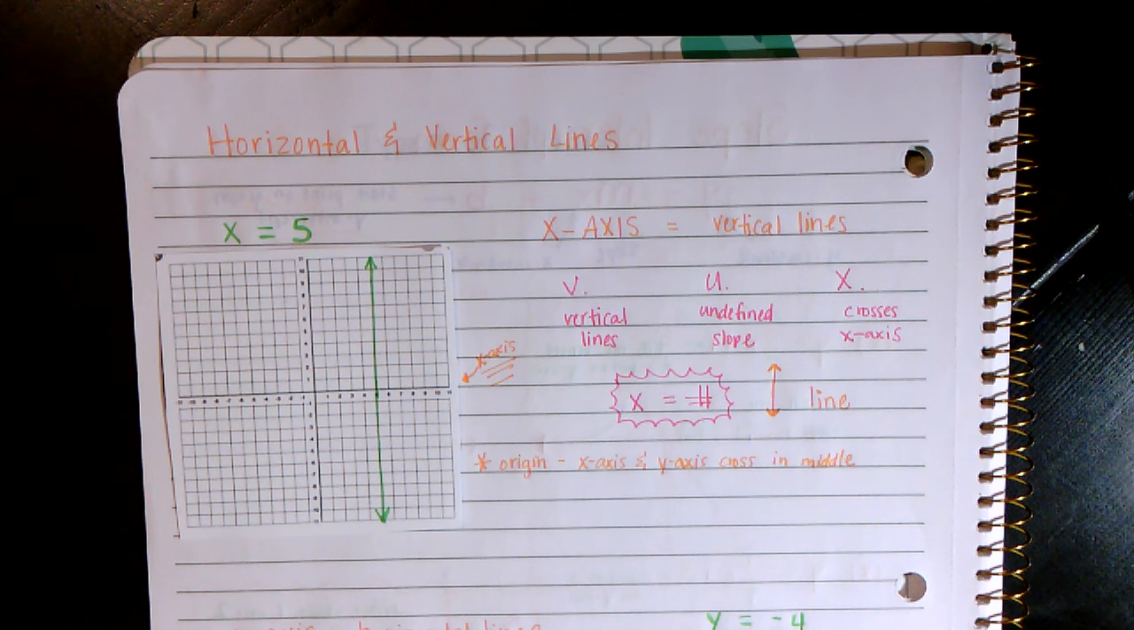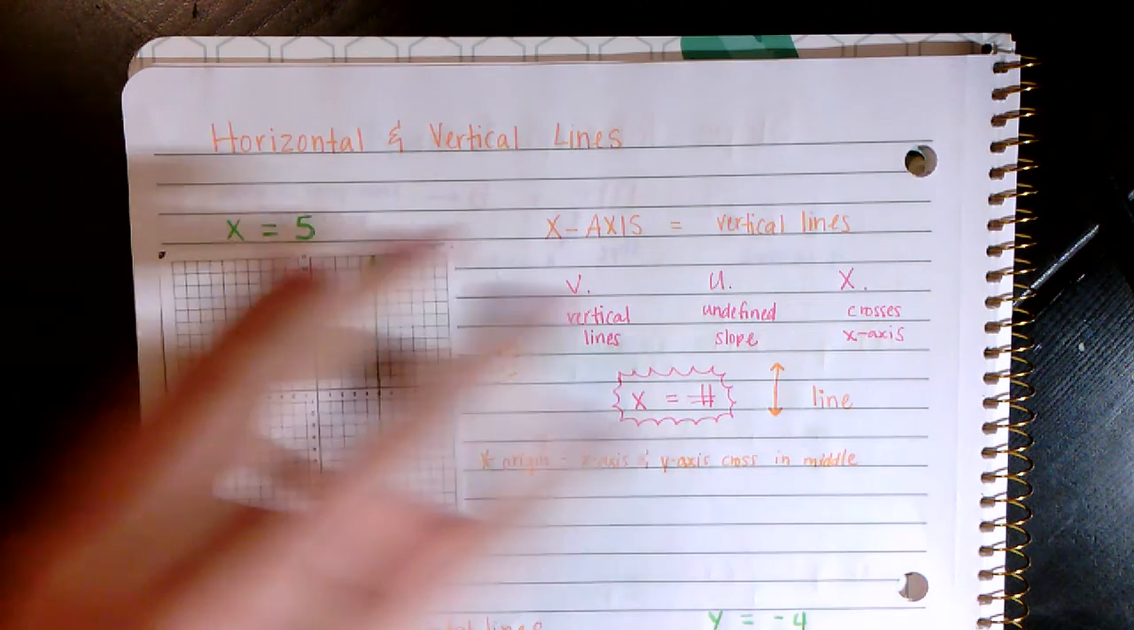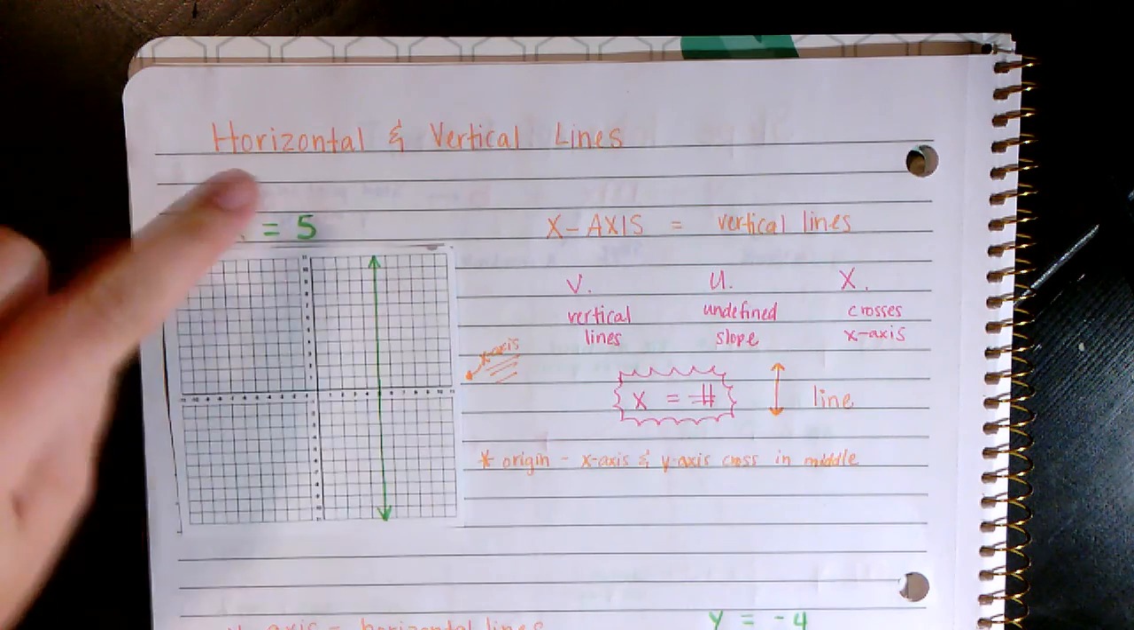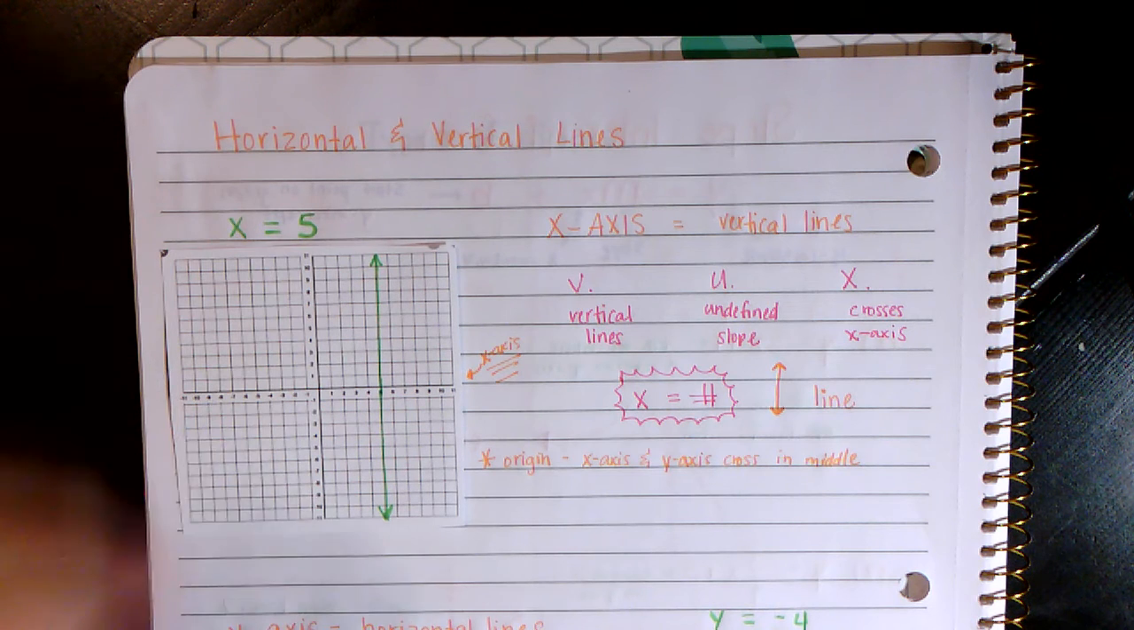So have fun with that. It's not very hard. You don't need much practice with this. Again, these are just straight horizontal or vertical lines. Look at the letter they gave you and the number they gave you, and that's how you move.